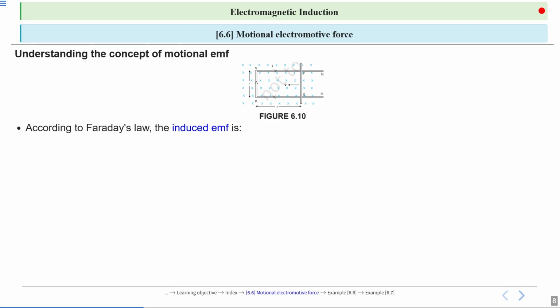So according to Faraday's law, the induced EMF is epsilon equal to minus d phi B upon dt, which is equal to minus d by dt of phi B, and phi B we have calculated. What is phi B? B L X. So epsilon will be equal to minus B L. Magnetic field is constant here, so it will come out. The length L is also constant, it is not changing. What is changing here? X, because we are moving this PQ arm towards the SR arm. So this X will change with respect to time.